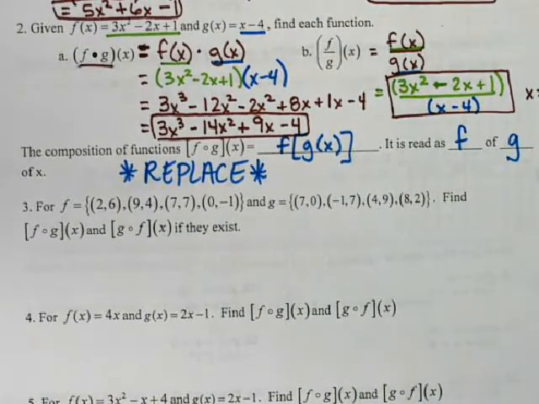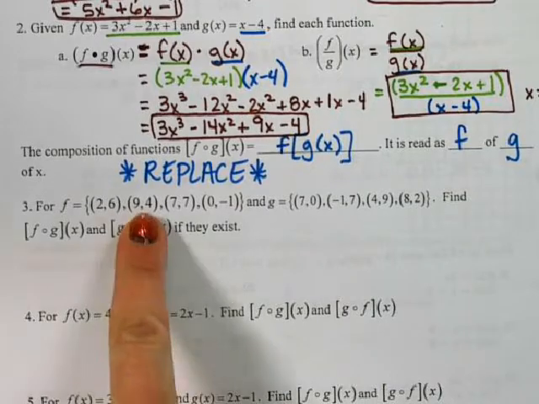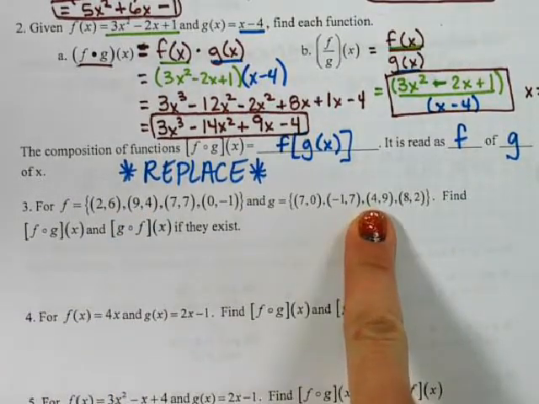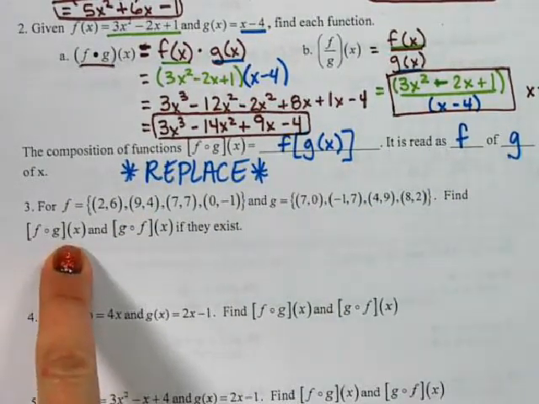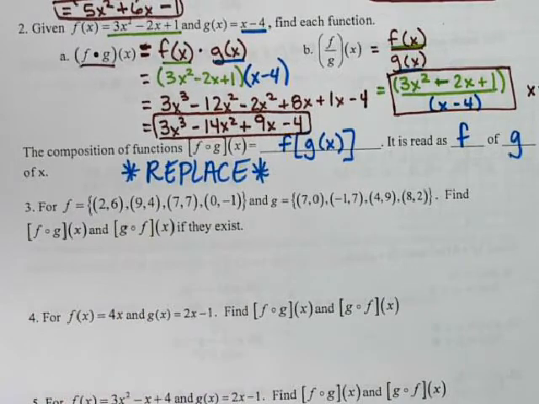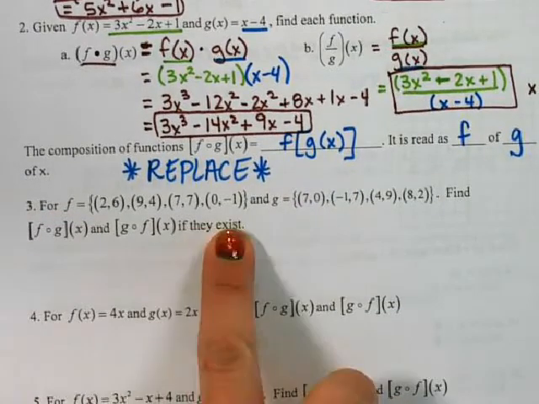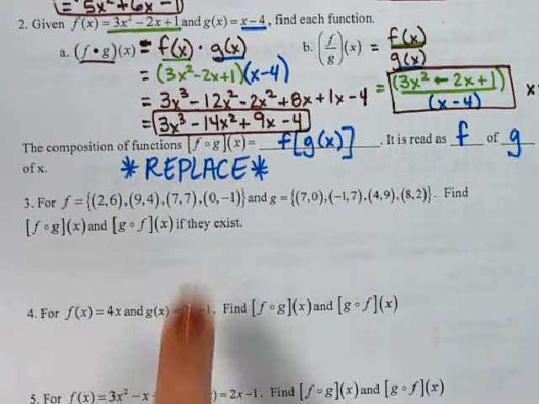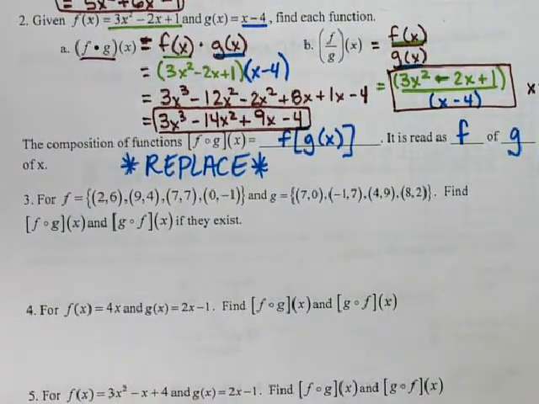Okay. We can do the composition of a relation. So remember a relation is just a set of ordered pairs. So there in number 3, it says, I've got my f relation, my g relation. It says find f of g of x and g of f of x if they exist. Sometimes they don't exist. These ones I think are a little bit easier than when we do it with a function. Okay, so here we go.